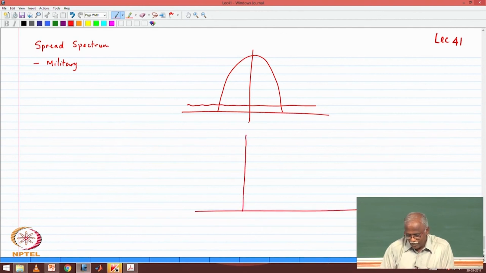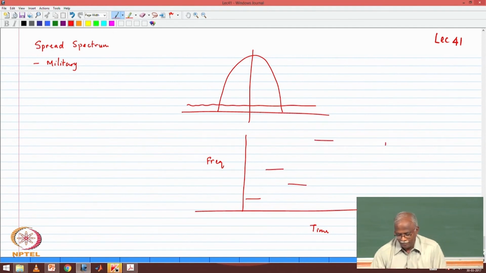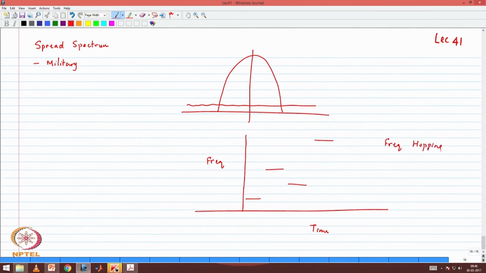frequency. So if this is the frequency, and this is time. Okay. So you transmit at one frequency at this time instant, next time you jump to another frequency, a third frequency, basically this is frequency hopping. So unless the enemy knows your hopping pattern or has got a very sophisticated receiver that can track your hopping pattern, it would be difficult. It is a difficult problem.